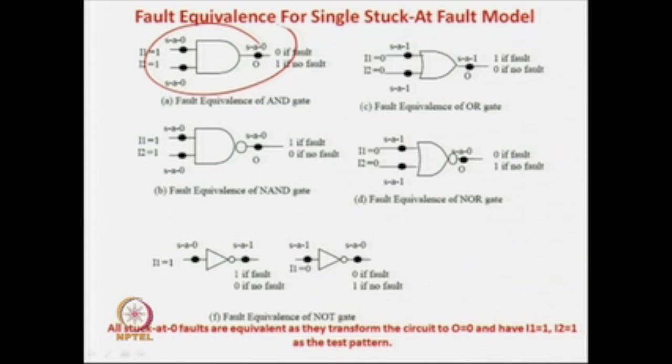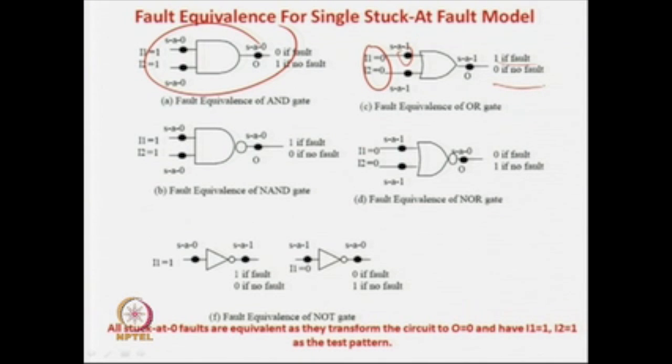This is an AND gate, and you have already seen that all these stuck-at-0 faults are equivalent. Now, let us see an OR gate. Say this net is stuck at 1. What is the pattern to be applied to test the OR gate? You have to apply 0 0. If it is 0 0 and the net is stuck at 1, the answer is 1 if there is a fault, and 0 if there is no fault.